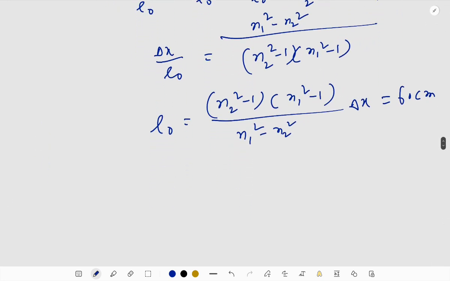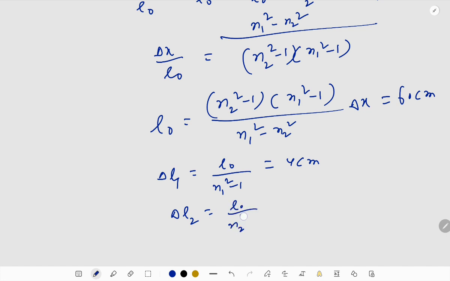And accordingly we can get ΔL1, since ΔL1 by L₀ was given, so we can write here ΔL1 equals L₀ by (n1² minus 1), and you will get something like 4 centimeter. In the similar manner you will get ΔL2, and that will be L₀ by (n2² minus 1), and that is something like 7.5 centimeter.